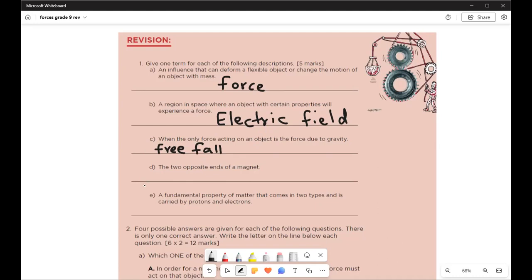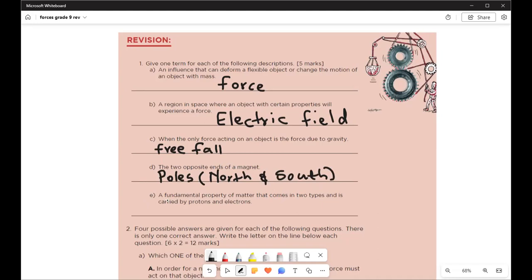Perfect. Then they say the two opposite ends of a magnet. Remember, a magnet is made up of poles. We call them poles, which is the North Pole and the South Pole. So a magnet is made up of the North Pole and the South Pole.